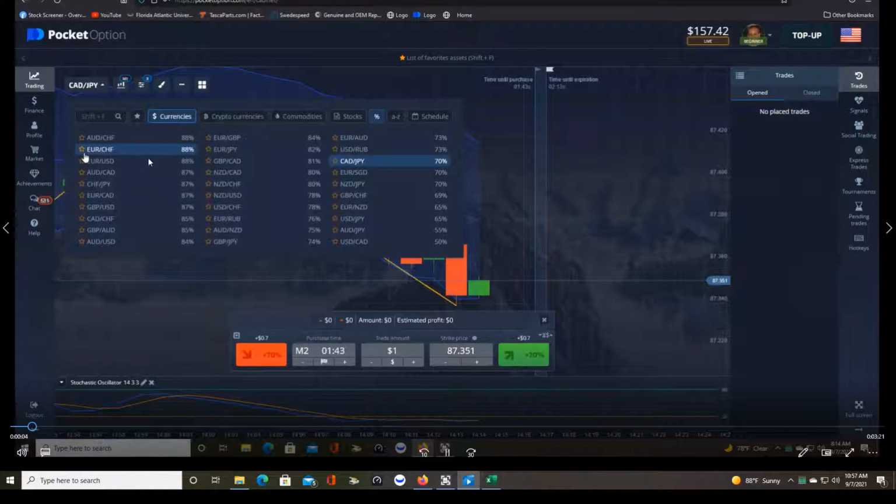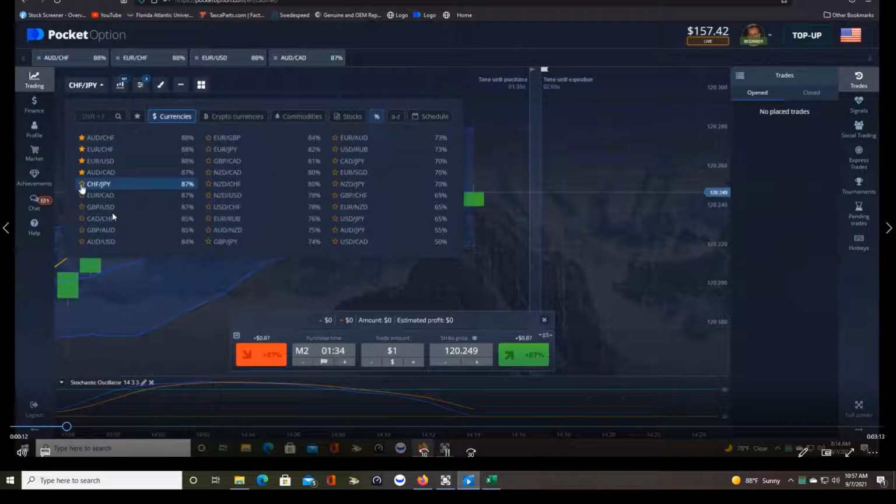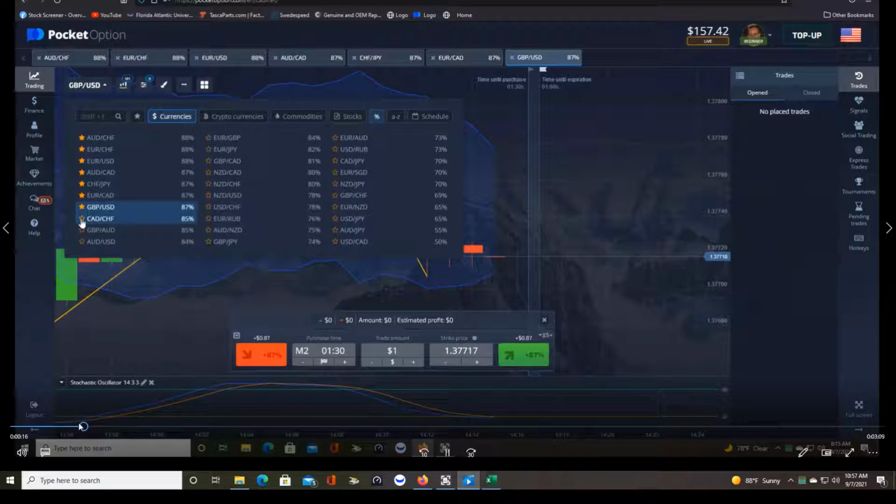As always, I start the day by picking the currency pairs that pay out the most. I want to see 80% or more. That keeps my necessary average win rate a little bit lower, and I'm still profitable that way. So let's take a look now.